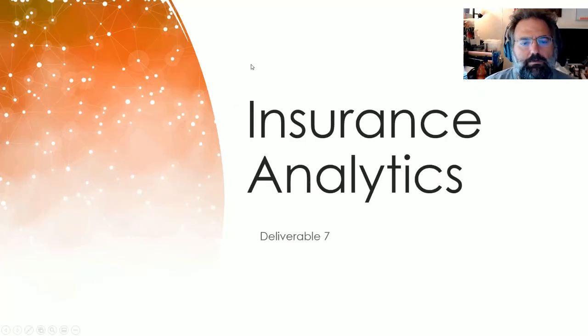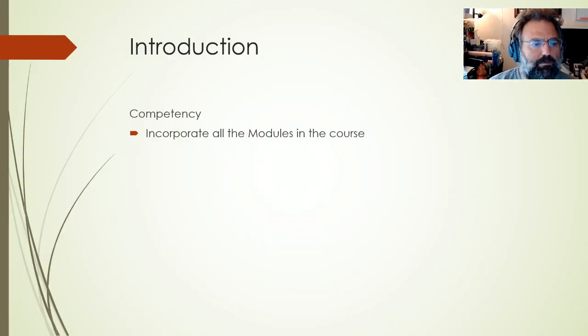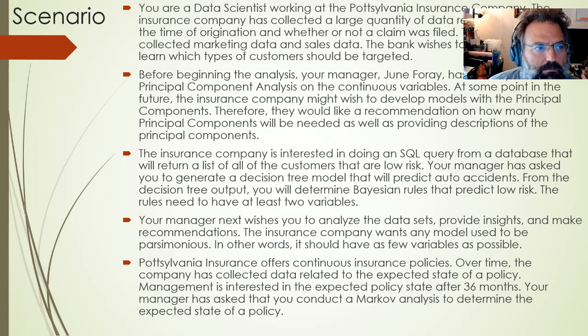So, insurance analysis. This is Deliverable 7. Incorporate all the modules in the course. So lots of stuff here. So you're a data scientist working in Pennsylvania insurance company. The insurance company has collected a large quantity of data regarding policies at the time of origination, whether or not a claim was filed. They have also collected marketing data and sales data. The bank wishes to analyze this data to learn which type of customers should be targeted.